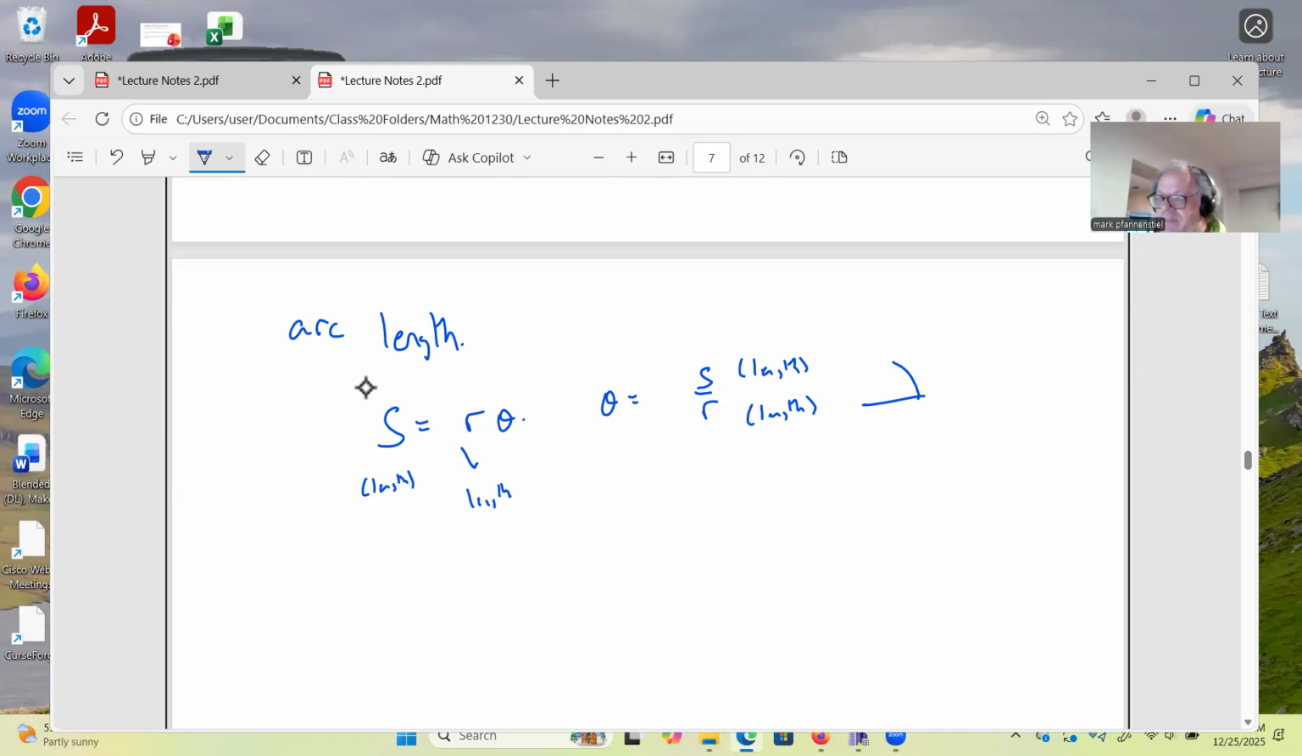But this is a fairly straightforward three-variable equation. You've dealt with lots of three-variable equations: d equals rt, F equals ma, V equals IR for the people who study electronics. There are lots of three-variable equations that we have to deal with. This is yet another one. We have s equals r theta, provided theta is in radians.